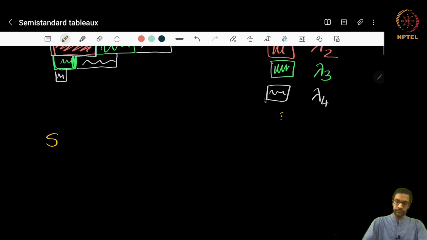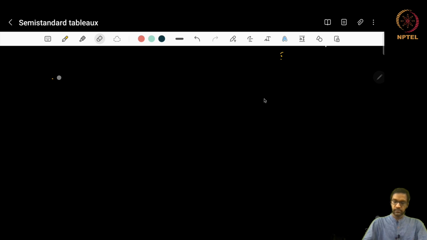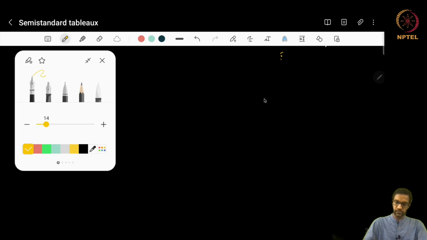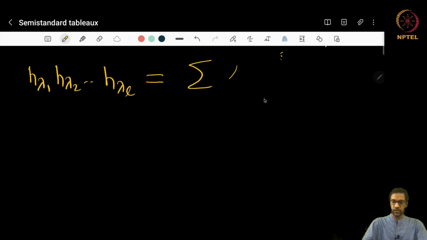So h lambda 1, h lambda 2, h lambda L is the following. It's a sum of Schur functions, let's give it a name, s gamma L, we just call it gamma itself. Now what is gamma?